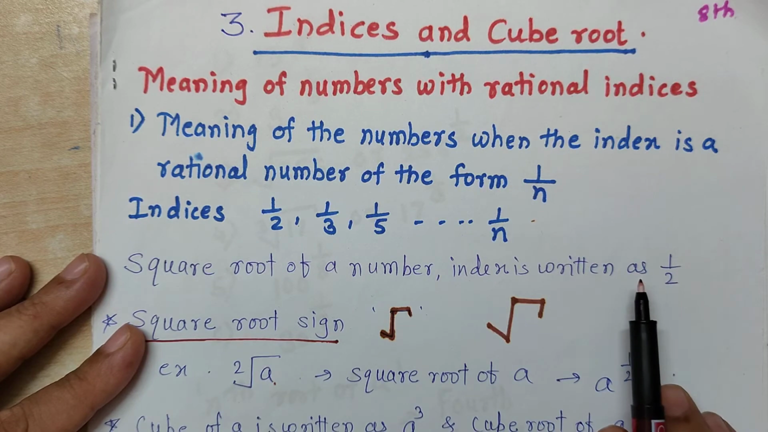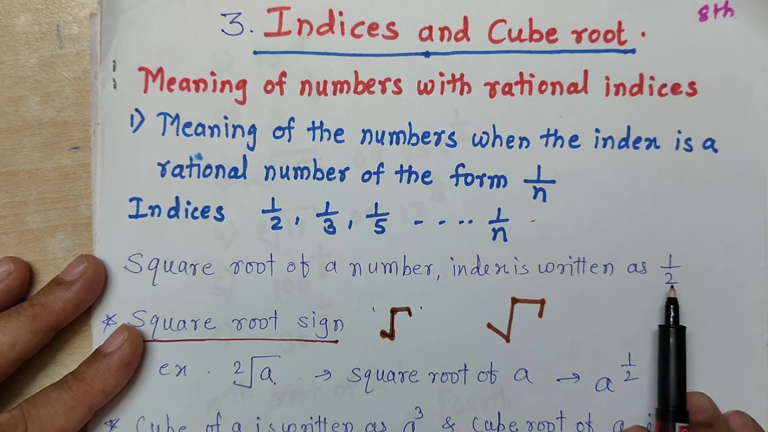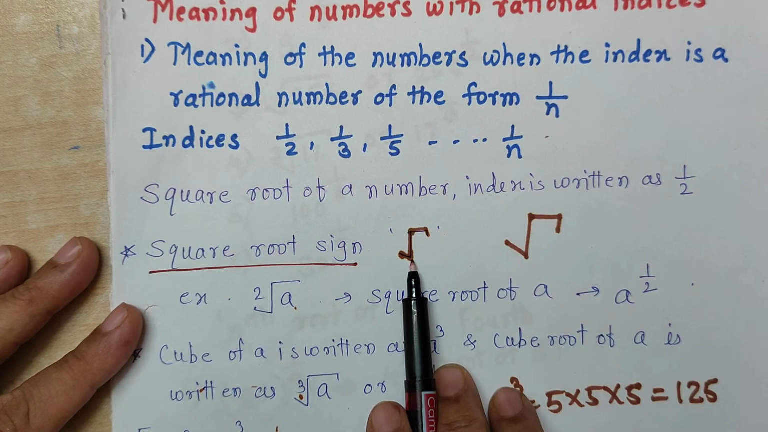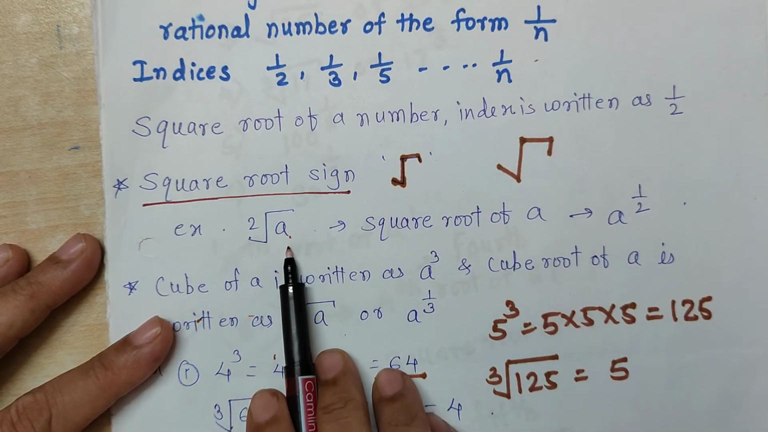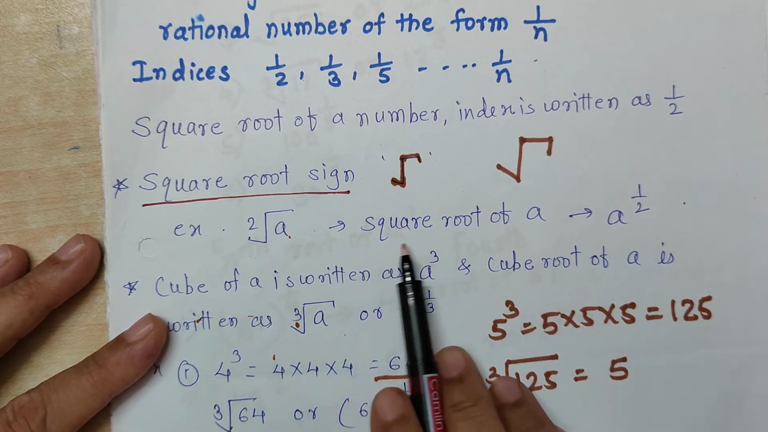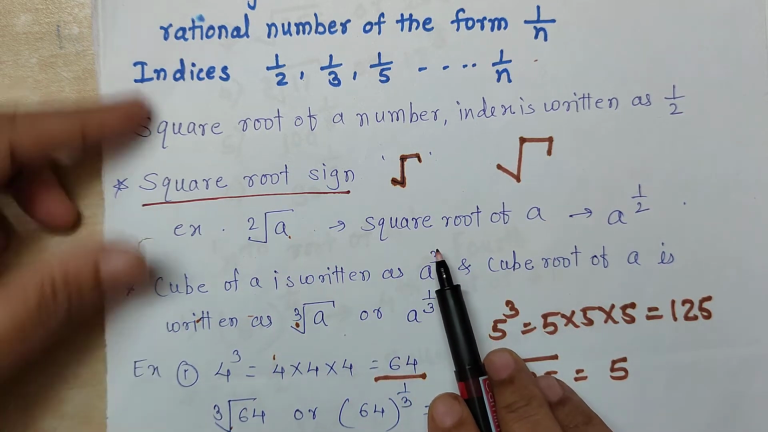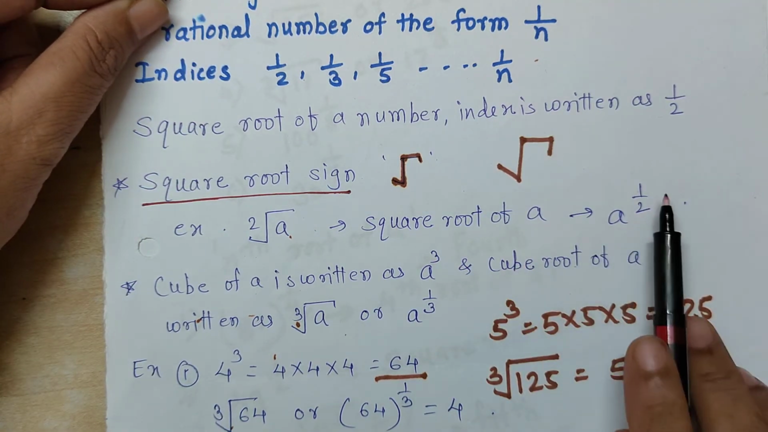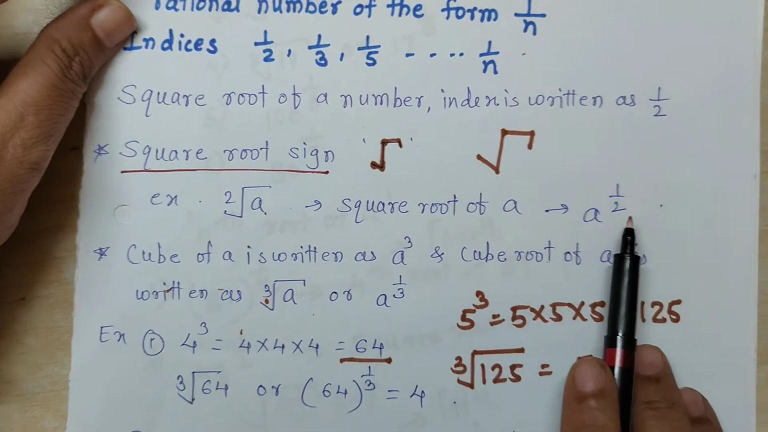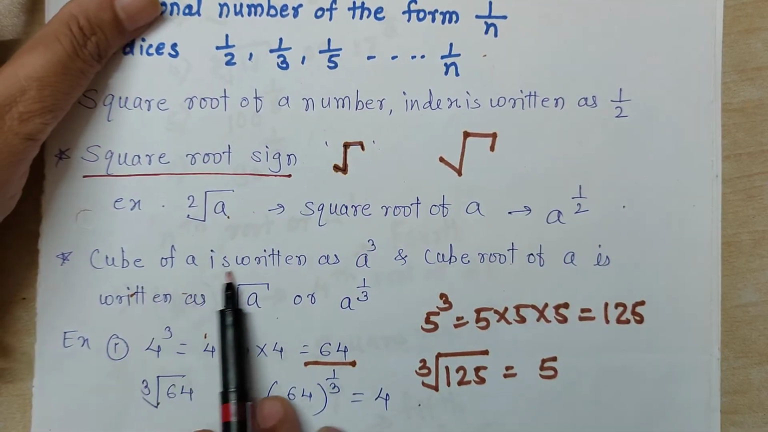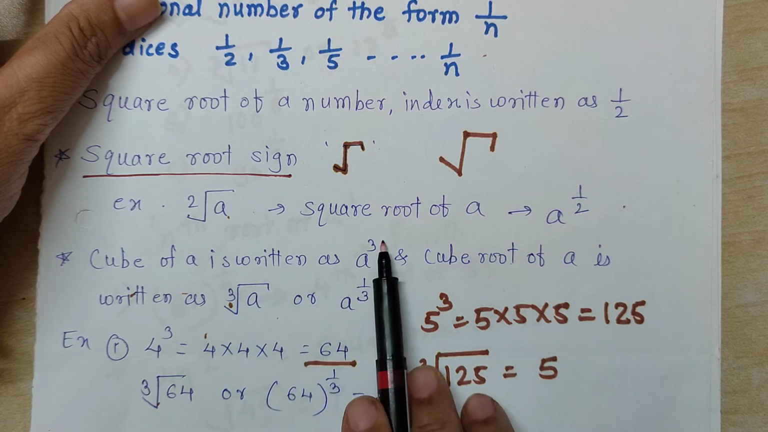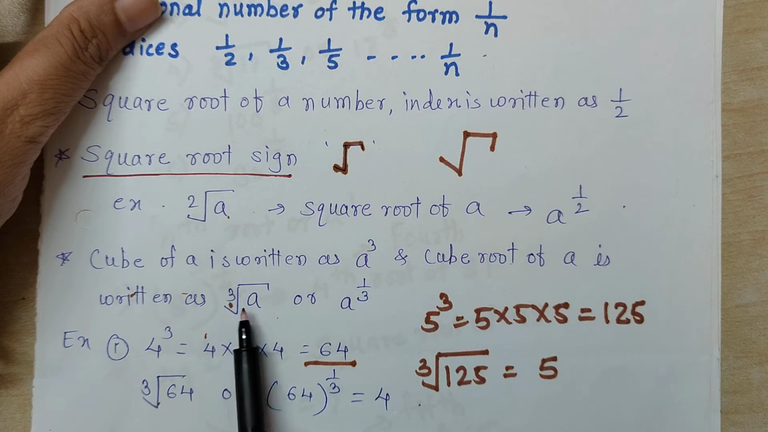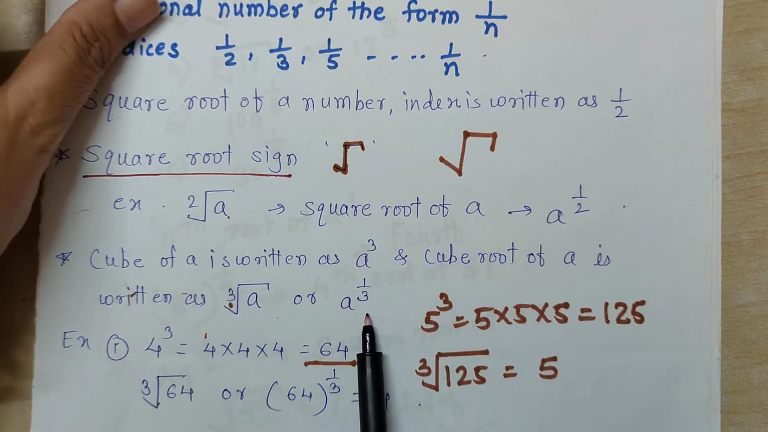If we want to find the square root of any number, we write its index as 1 by 2. Square root sign, this way we can write the sign. Example: square root of a is defined as square root of a is equal to a raised to 1 upon 2. Like this, cube of a is written as a raised to 3 and cube root of a is written as cube root a, means a raised to 1 by 3.